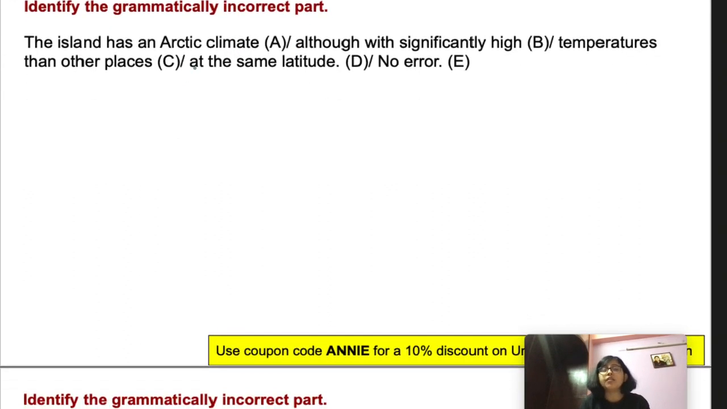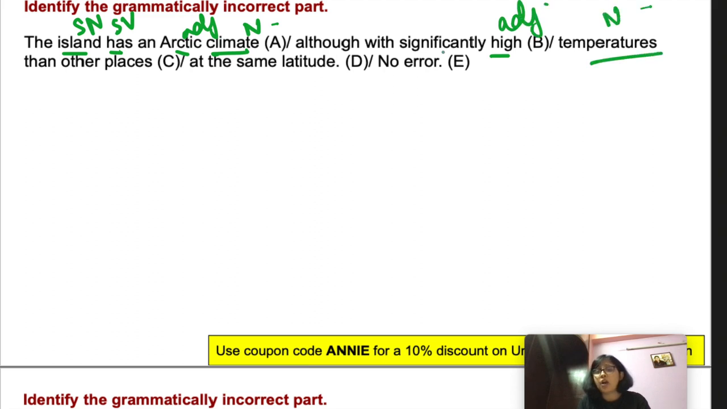Next, the island has an Arctic climate, although with significantly high temperatures than other places at the same altitude. Sorry, at the same latitude. The island, singular noun, has, singular verb. Has what? Has an Arctic climate. So climate is a noun, Arctic is an adjective. Although with significantly high temperatures: high is an adjective, temperature a noun, significantly an adverb, than. Now, than has been used. When do you use than?